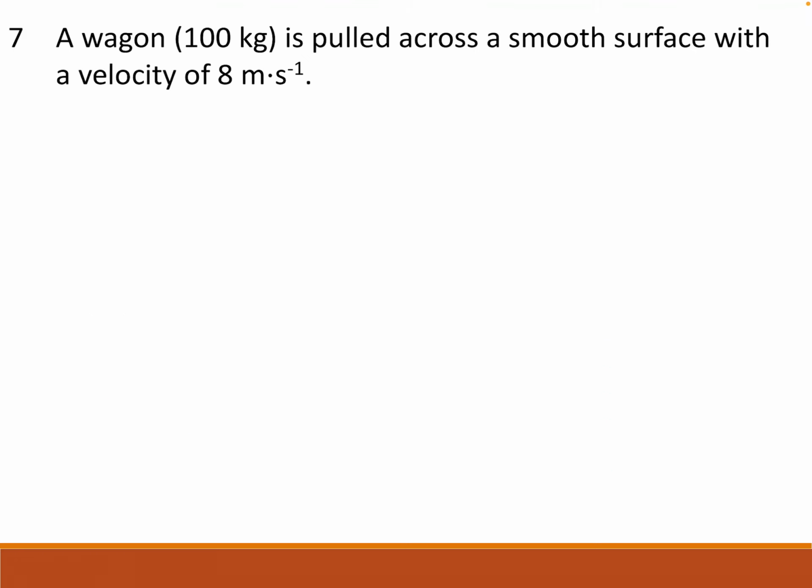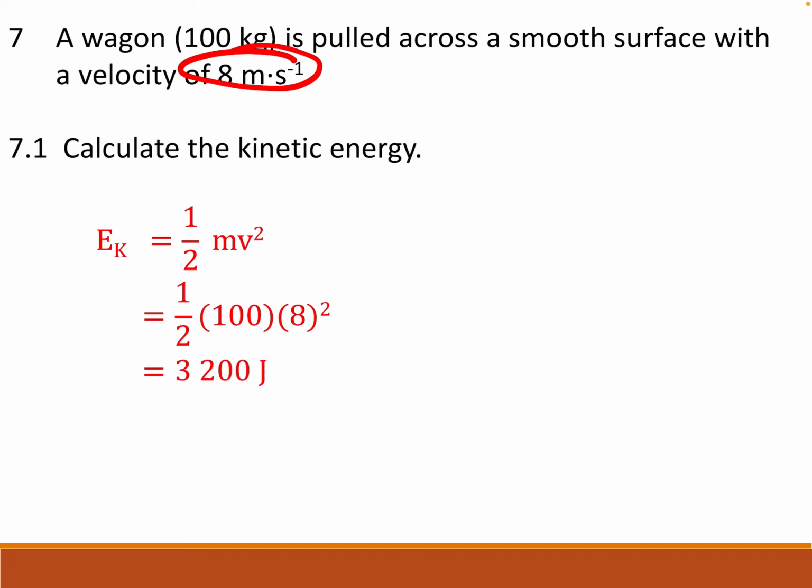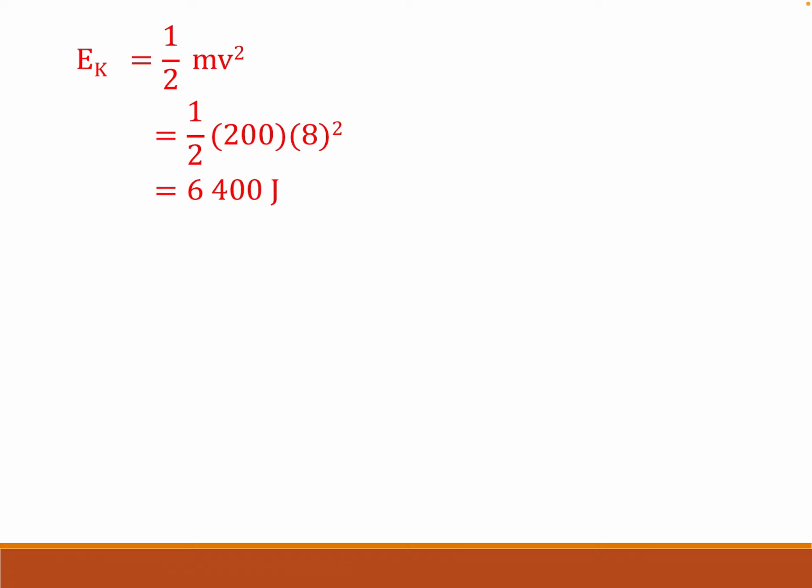A wagon, 100 kilograms, is pulled across a smooth surface with a velocity of 8. What's the kinetic energy of the wagon? Well, EK equals a half mv squared. So it's a half times 100 times 8 squared, 3,200 joules. Not a problem. If a wagon with double the mass is pulled with the same speed, calculate the EK. Now, EK is directly proportional to mass. If I double the mass, then EK should be double. We should get 6,400. Oh, look, we got 6,400 because the mass is now 200.